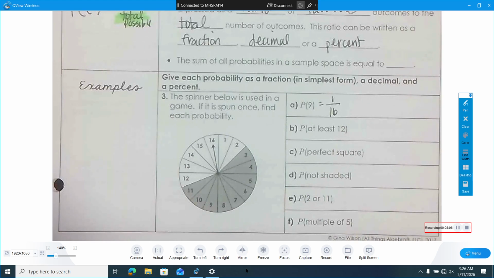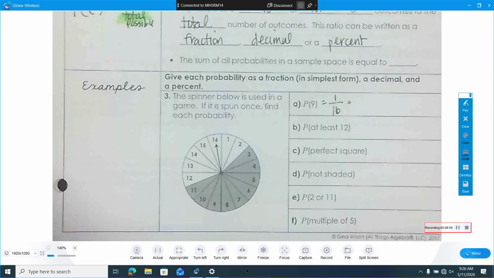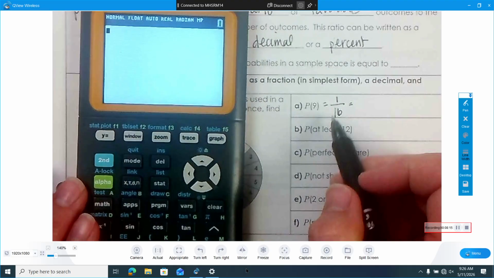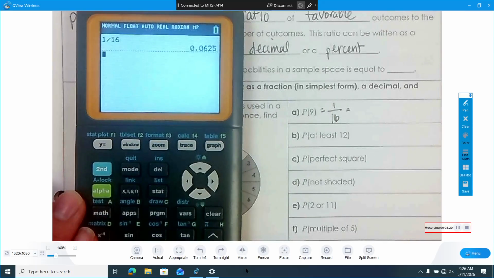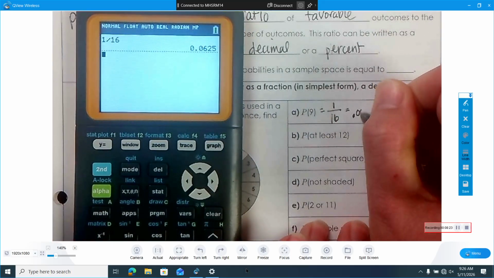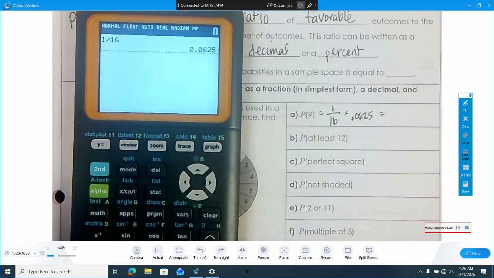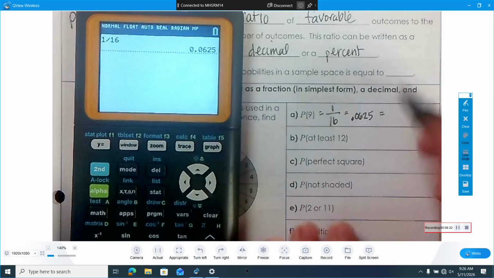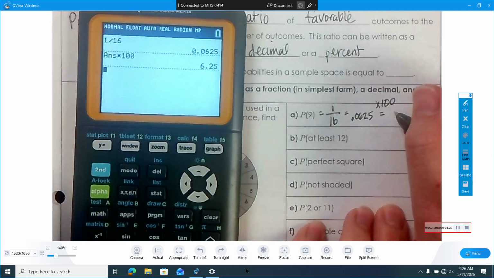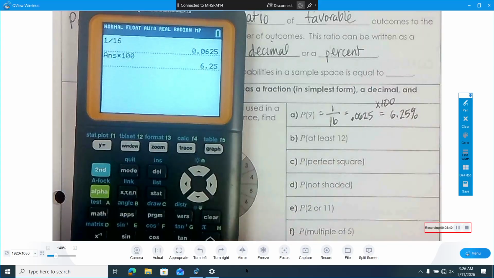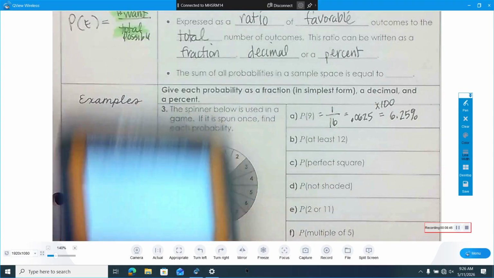That is our fraction. How do we convert that to a decimal? It is just division, ladies and gentlemen. This is 1 divided by 16. It is simply division. You put that in your calculator and we get 0.0625. So there is the decimal. Now, how do you convert it to a percent? Times by 100, or move the decimal 2 places. So we get 6.25%. Okay. Fraction, decimal, and percent.